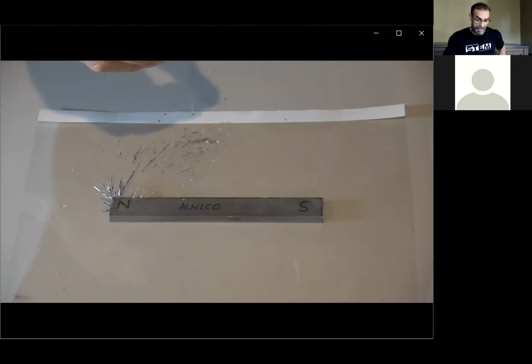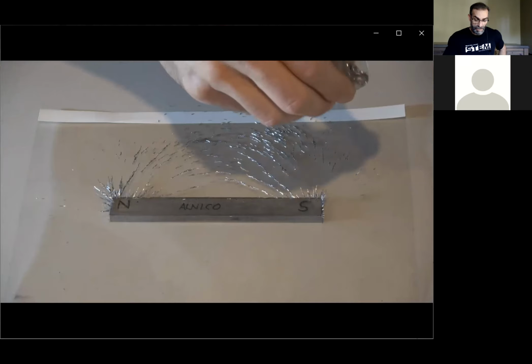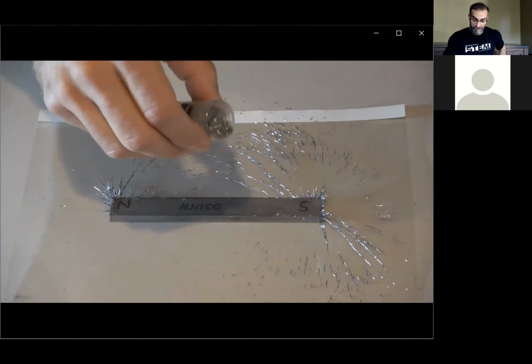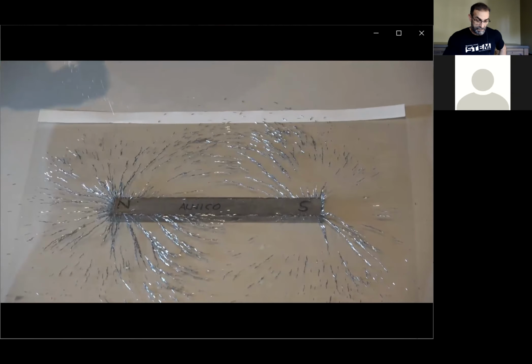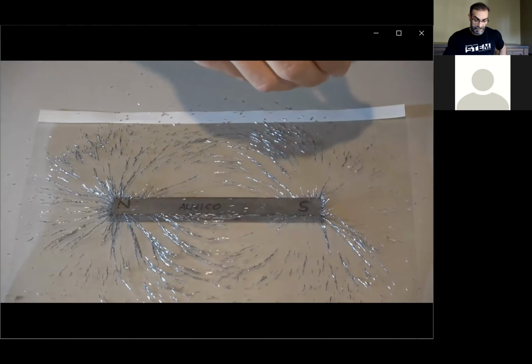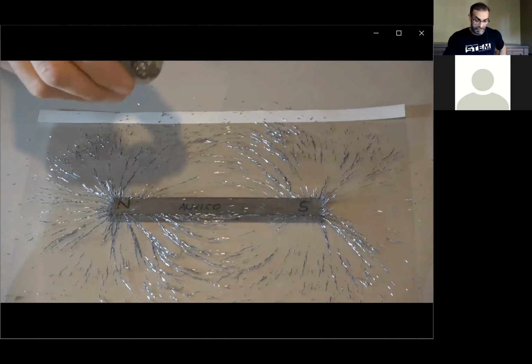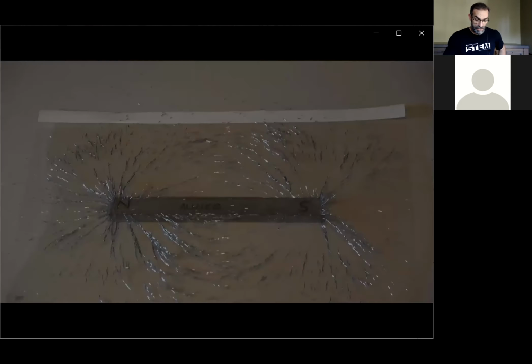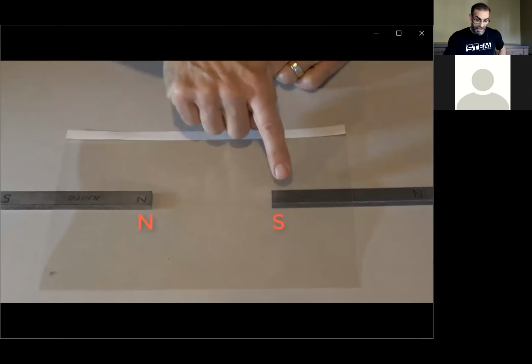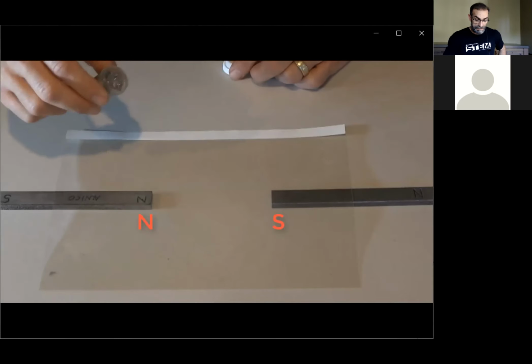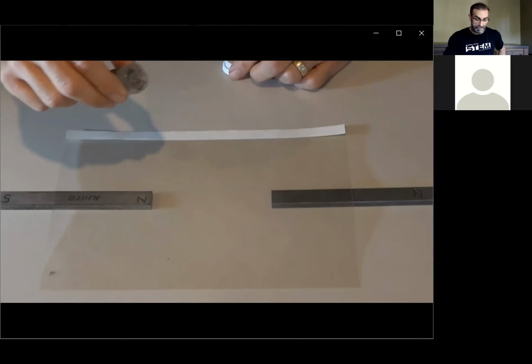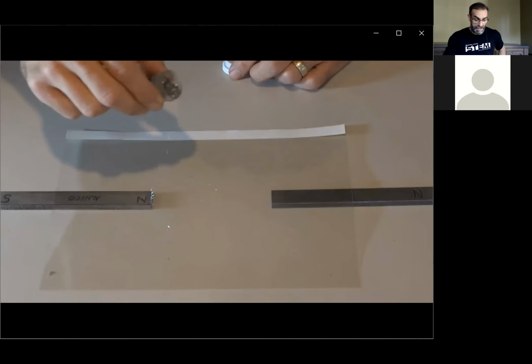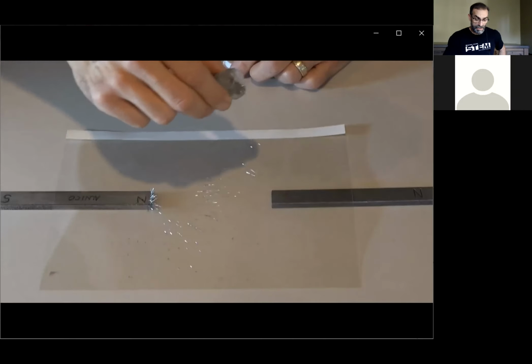So this is a bar magnet, north and south pole. And the magnetic field lines look like this. They originate on north poles, terminate on south poles. So here we have a north and a south. So the magnetic field lines go from the north to the south.